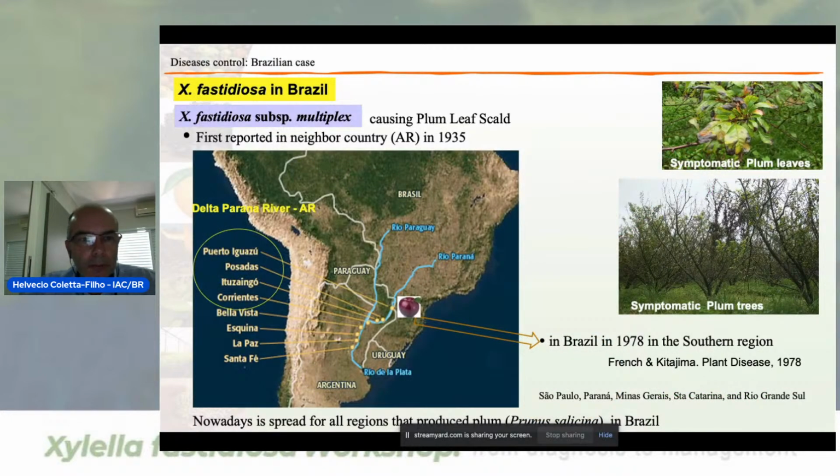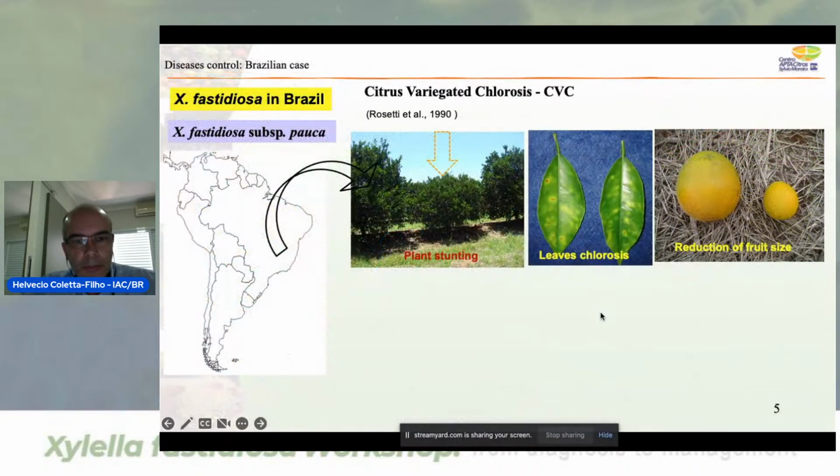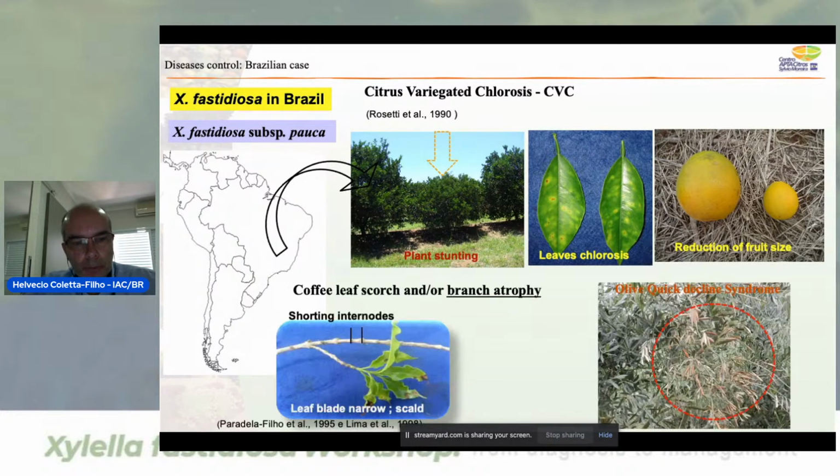So the subspecies pauca was the first Xylella that was reported in Brazil. Subspecies multiplex is causing serious problems in plum. But our talk today will be about the Xylella in sweet orange. Also we can find Xylella in coffee in Brazil, but the economic problem of Xylella in coffee is not so great a deal, but it's a great problem in olive decline also.